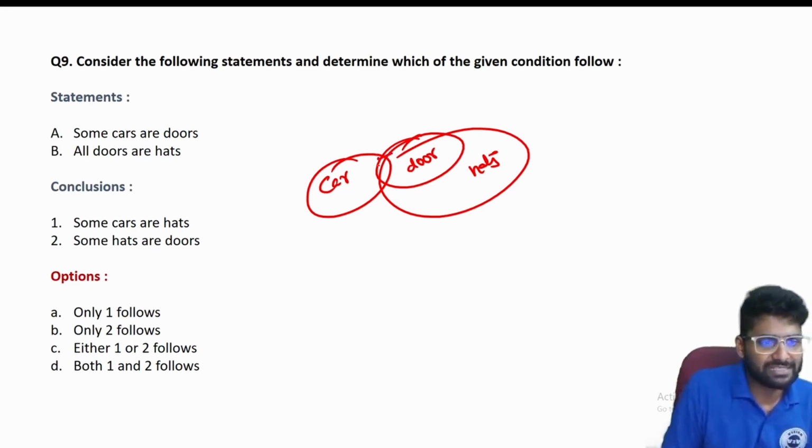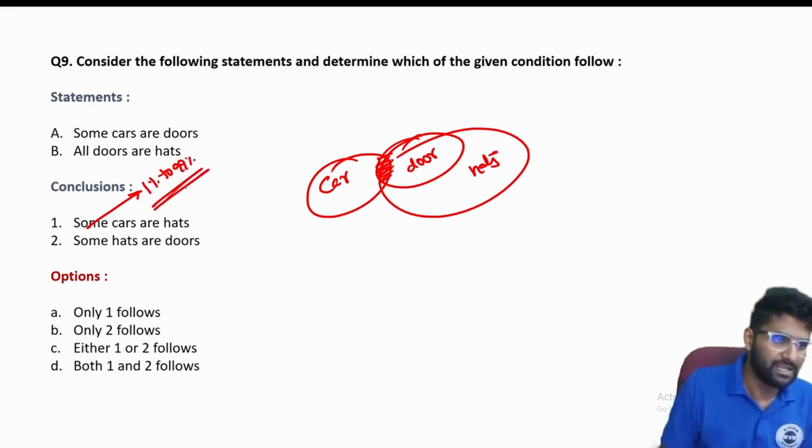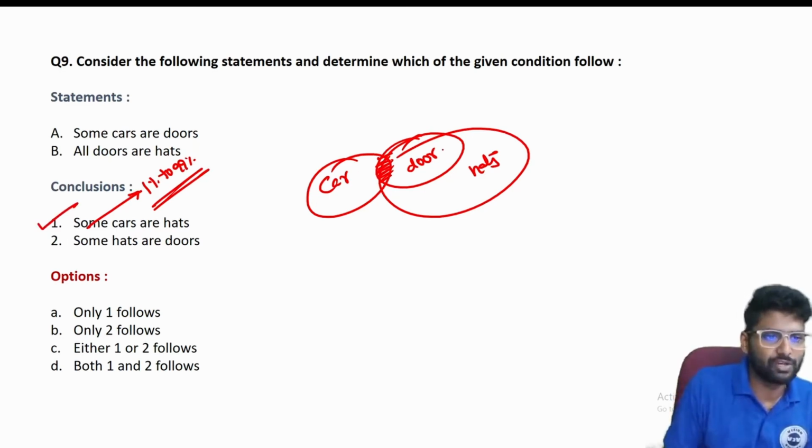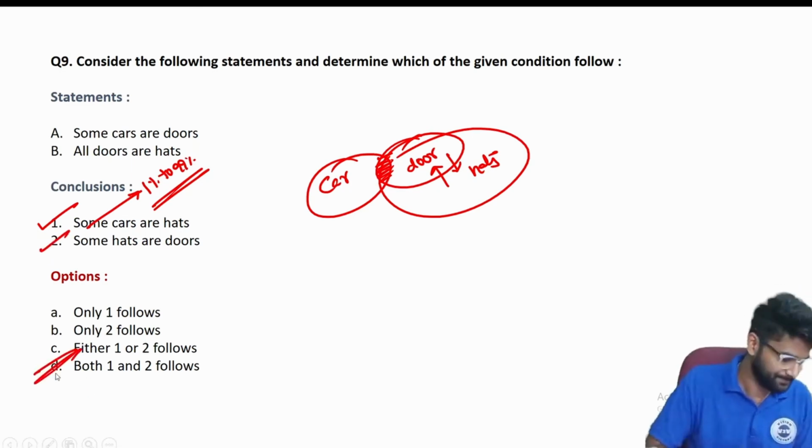Some cars are hats. We can see the overlapping, guys. So here some is a part of 1% to 99%. Don't assume that it is exactly 50. So you can see minimum overlapping between cars and hats. Definitely the conclusion follows. Second one, some hats are doors. You already know that all doors are hats. Definitely, some of the hats belong to the doors themselves. So both conclusions follow. You can choose option D.